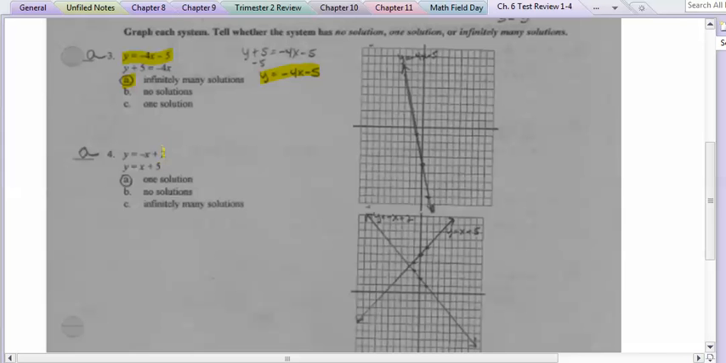Okay, these two are already in slope-intercept form. I graphed the first one starting at 2. It's a negative slope, so y is equal to -x is this line right here. And then I started at 5, it's positive, it's here. They crossed in the middle, so it's one solution, okay?